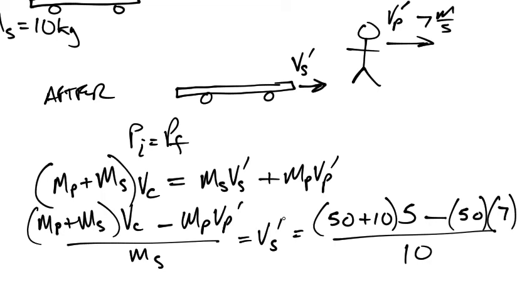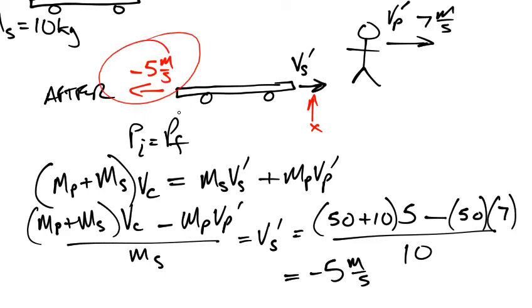minus 50 times 7, which is 350, so we're getting negative 50, and then divided by 10 is 5, but negative. So I was right. We end up with a negative 5 meters per second velocity. Therefore, as I suspected, that was the wrong direction. In fact, the skateboard is actually traveling in this direction at negative 5 meters per second finally. And that's our final answer.